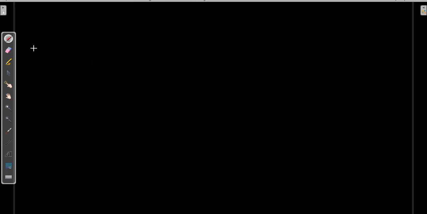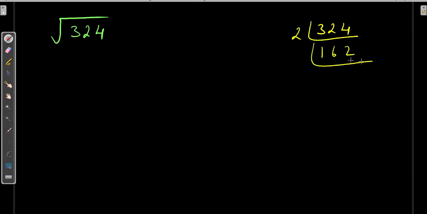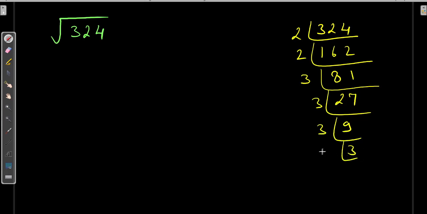In the factorization method, suppose we have to find the square root of 324. By the factorization method, first we have to find the factors of this number. So for 324, the factors: it is divisible by 2, again it can be divisible by 2, then it can be divisible by 3, then again by 3, then again 3 threes are 9 and 3 ones. So these are the factors of 324.